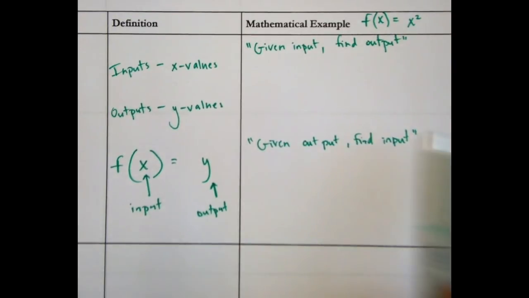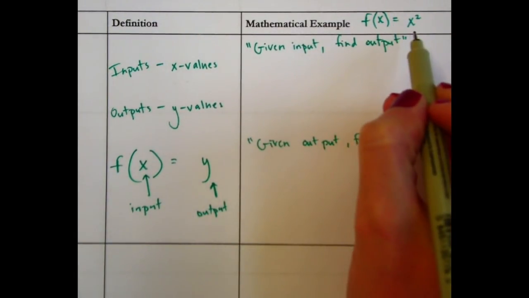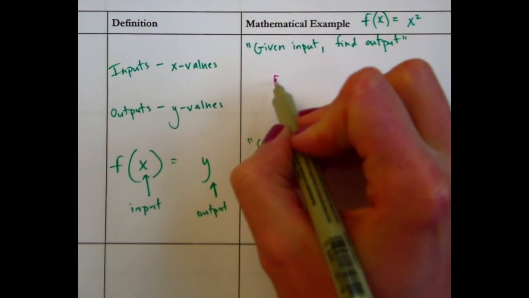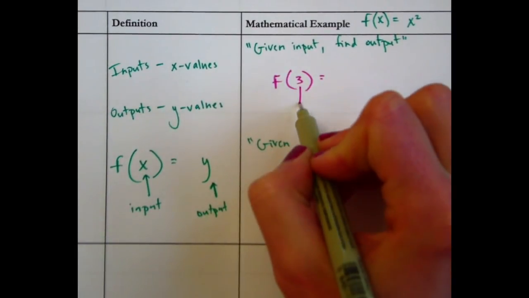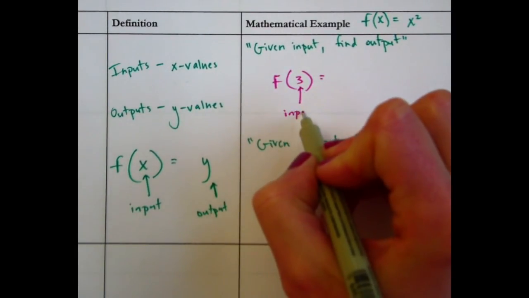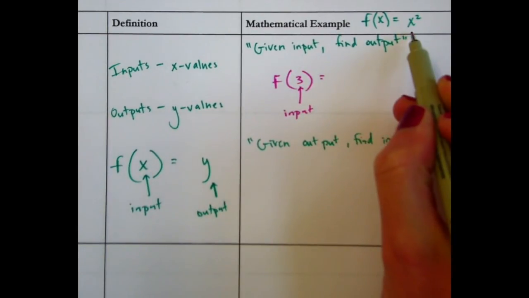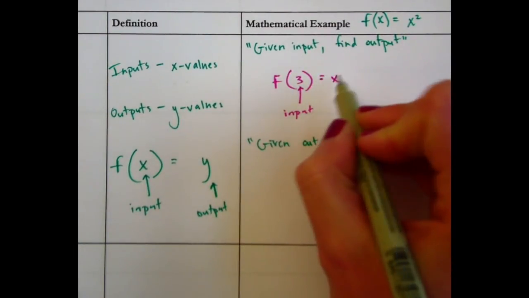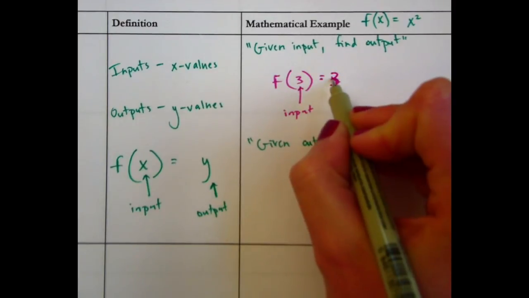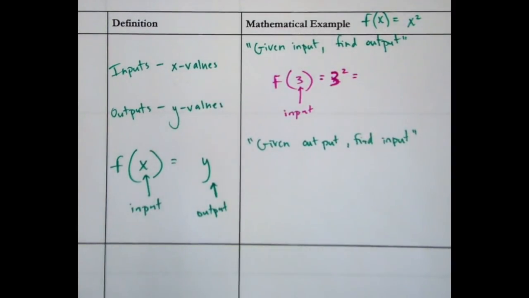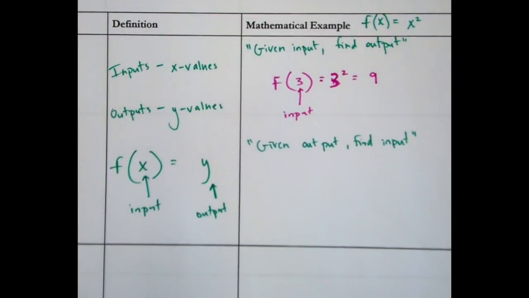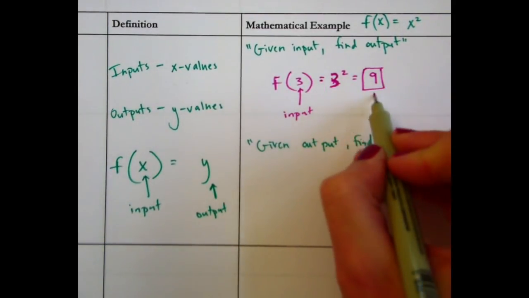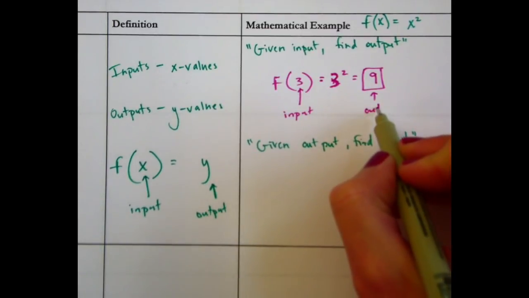So with given input, find output, we'd be asked something like, okay, you have this equation f of x equals x squared, now evaluate f of 3. So we'd say, okay, whatever's in the parentheses is our input. That is what we're going to plug in for x into our equation. So f of 3 would be 3 squared, plugging in 3 for x, and then 3 squared is 9. So our final output, our final answer would be 9.